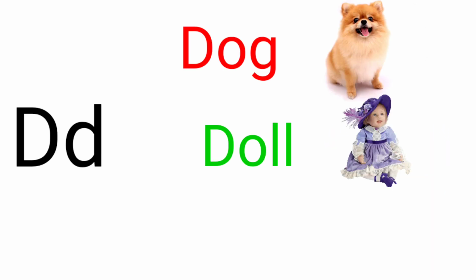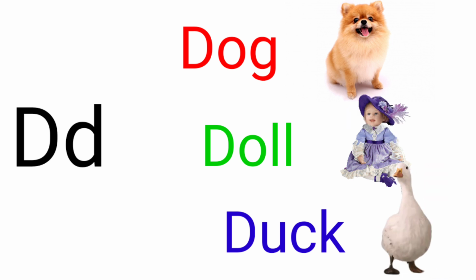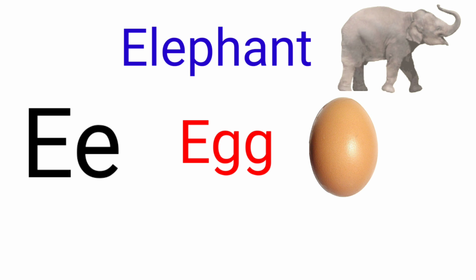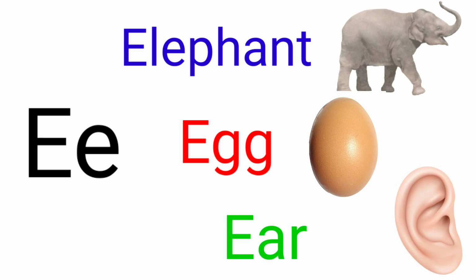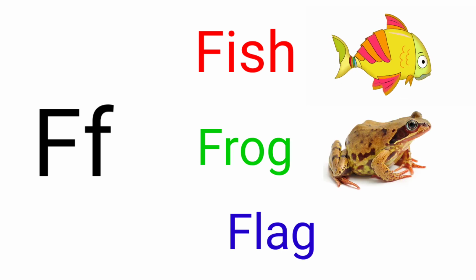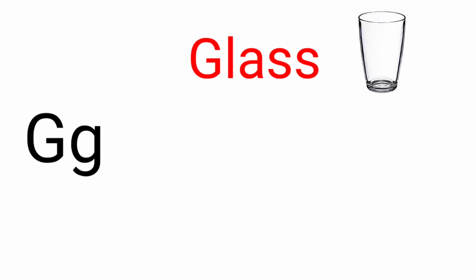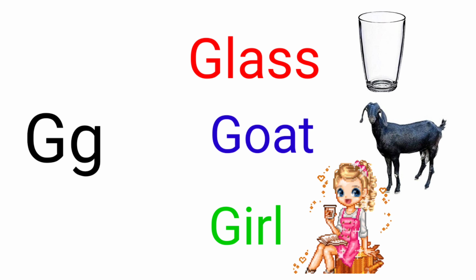D for dog, doll, duck. E for elephant, egg, ear. F for fish, frog, flag. G for glass, goat, girl.